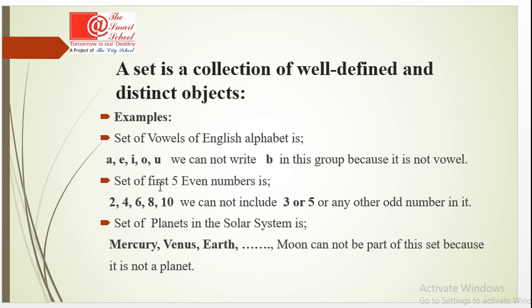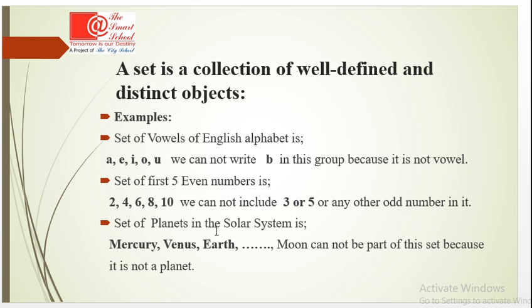Next, the set of first 5 even numbers, and it is 2, 4, 6, 8 and 10. We cannot include 3 or 5 or any other odd number in it, and not even any other even number like 12, 14, 16 and so on. The first 5 even numbers are only 2, 4, 6, 8 and 10. So it is a well-defined thing.